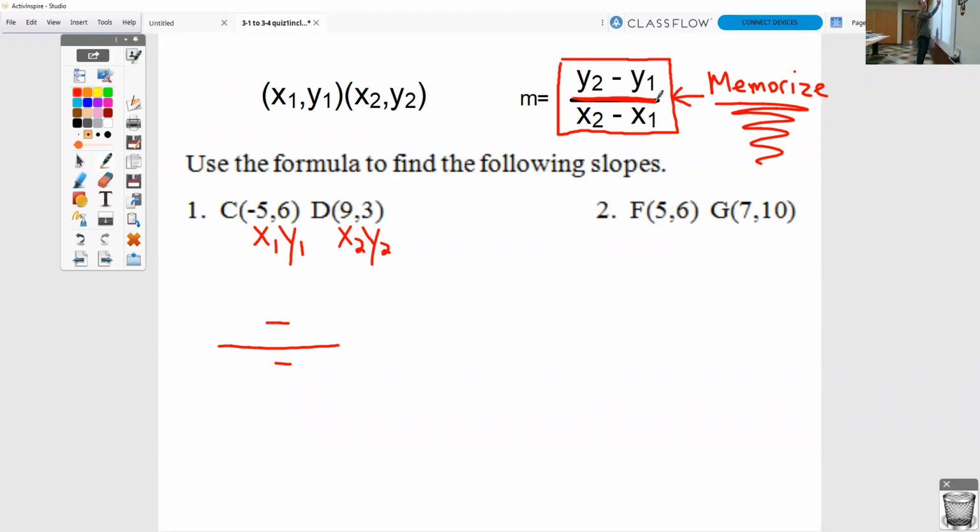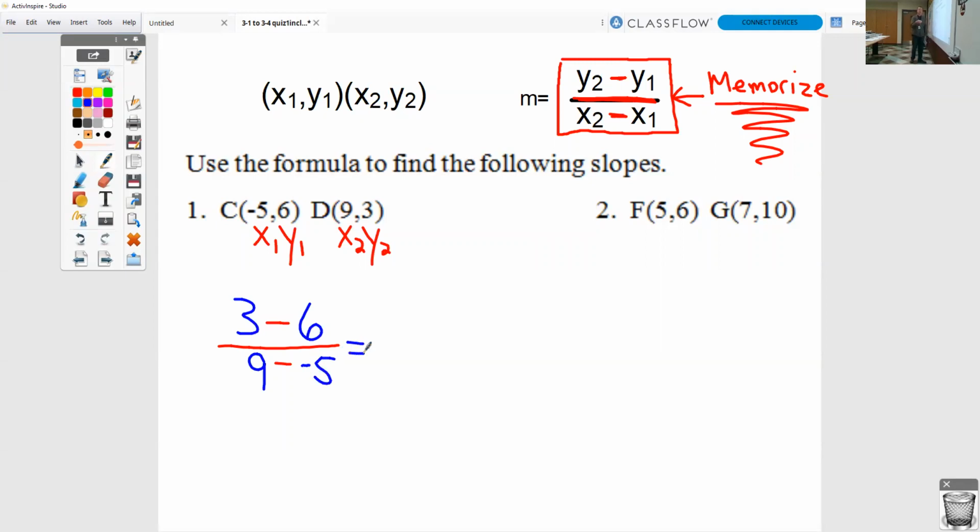That fraction bar and those minus signs are part of the formula. They are always there. So now we just need to go through and put the numbers into the correct spots. Our formula says y2. Our y2 value is 3, so that goes in the y2 spot. Minus y1. Our y1 value is 6. Over x2 minus x1. Our x2 value is 9. Our x1 value is -5.